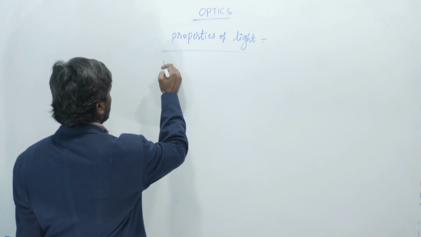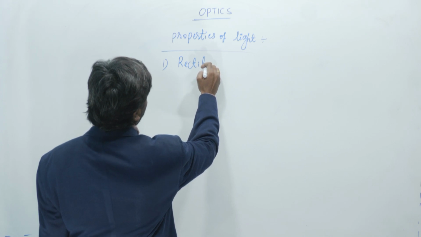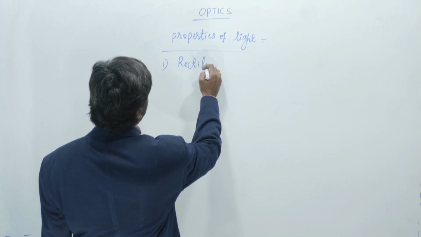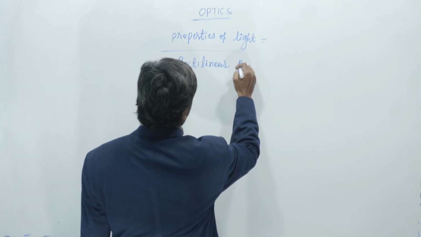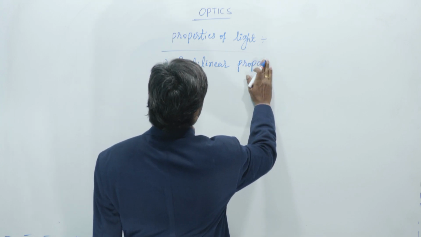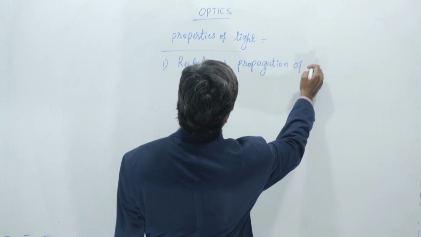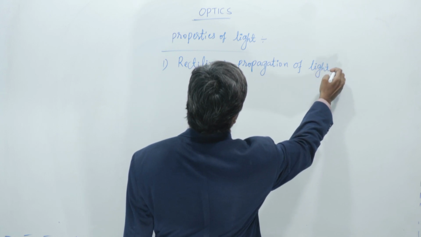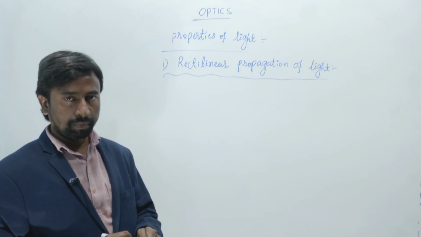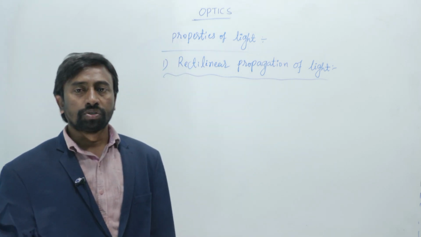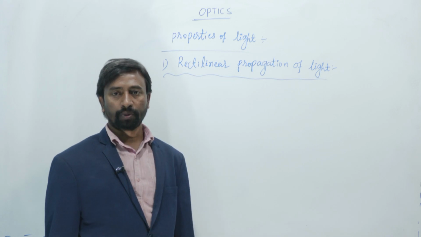The first one is the rectilinear propagation of light. What is rectilinear propagation of light? It is the phenomenon in which light travels in a homogeneous medium along a straight line path.